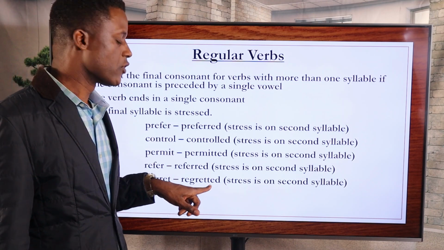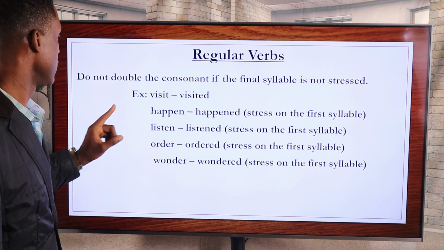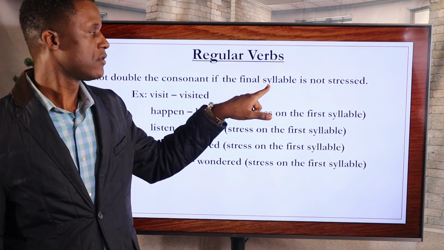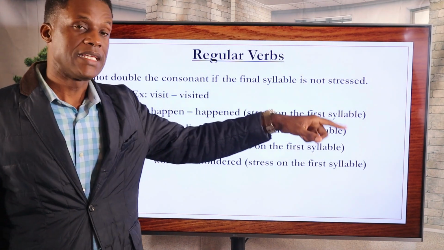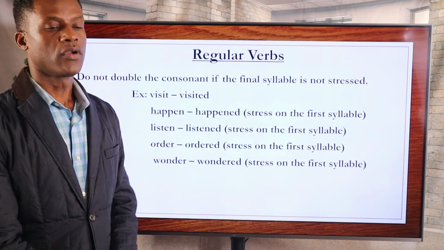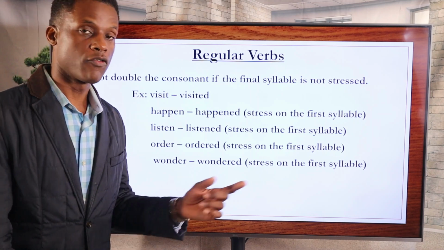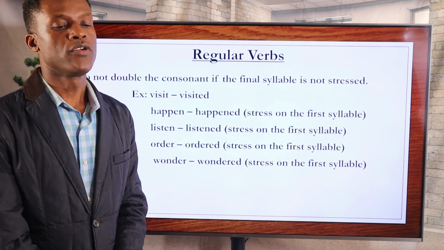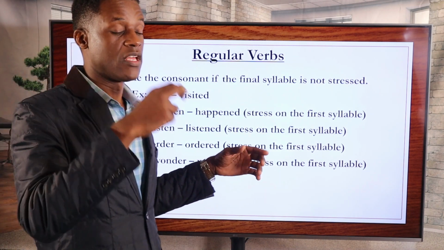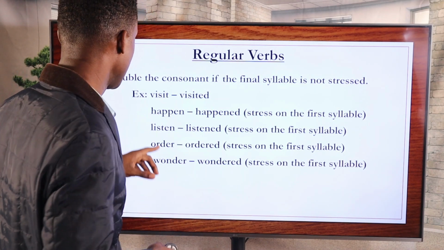So regretted. Okay, stress is on the second syllable. Now let's look at this. You do not double the consonant if the final syllable is not stressed. Prefer: the stress is on the second syllable, so you double the consonant before adding ed. We had regret: the stress is on the second syllable, so I double the final consonant before I add ed.